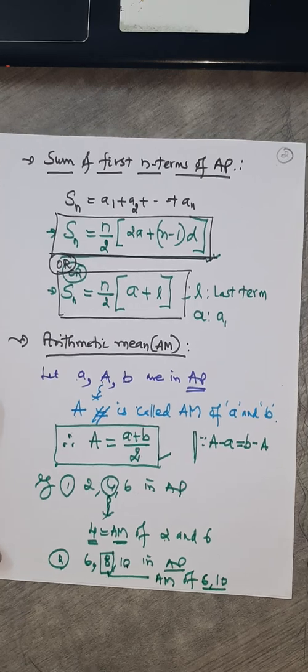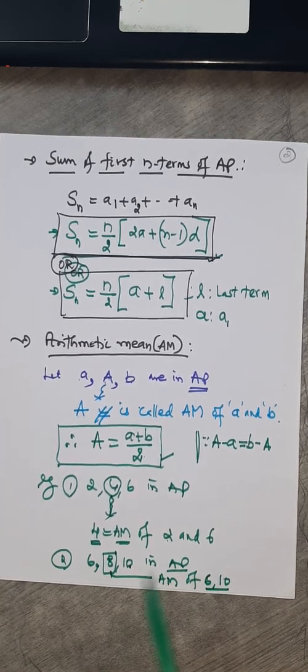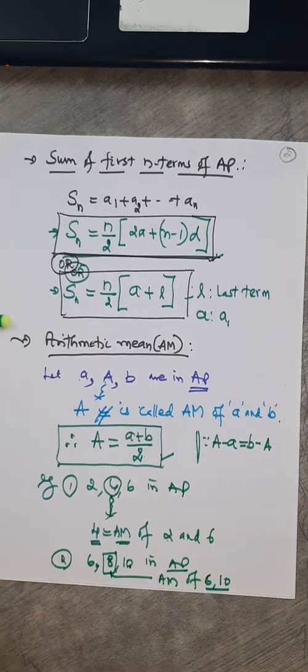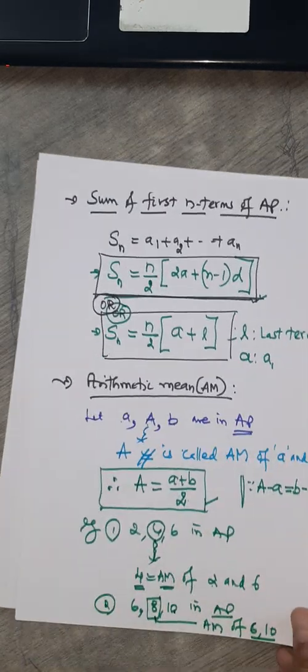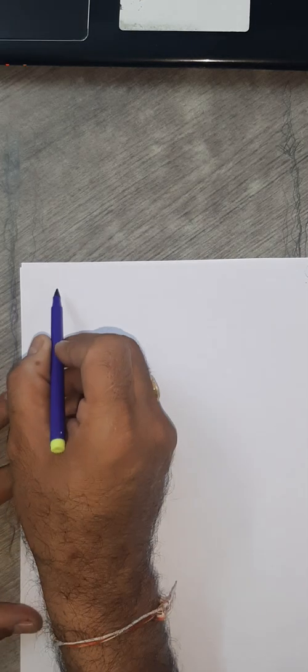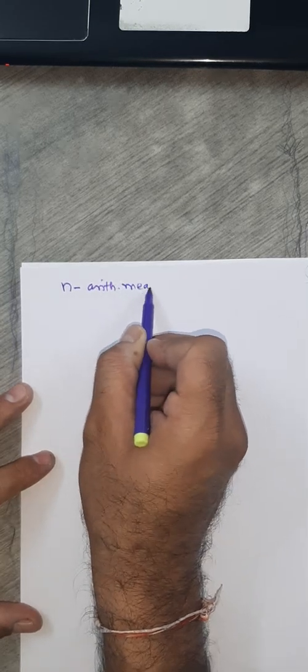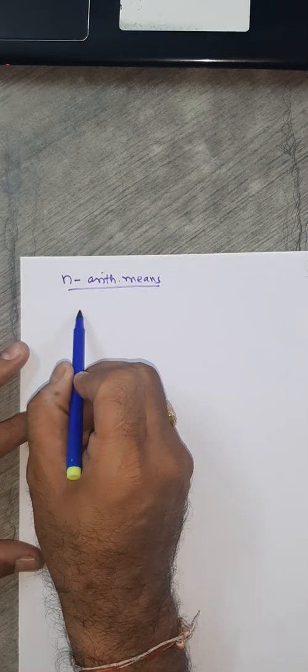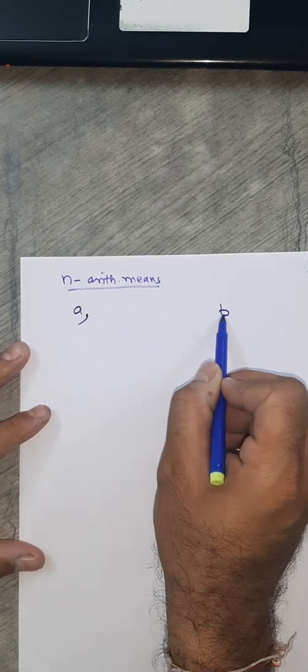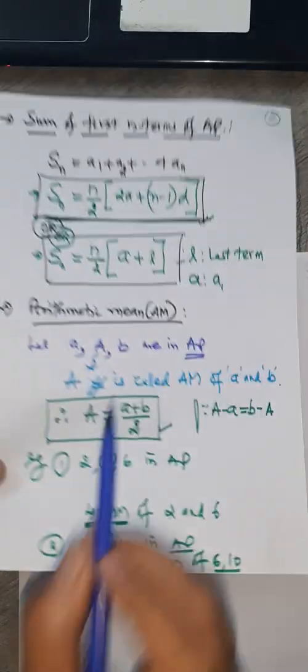Okay, now we want to generalize this concept. Instead of one number, we are going to insert many numbers. So we call these n arithmetic means. What we do is take two numbers and put n numbers between them. So I have these two numbers, a and b. There we had just placed one number, A.